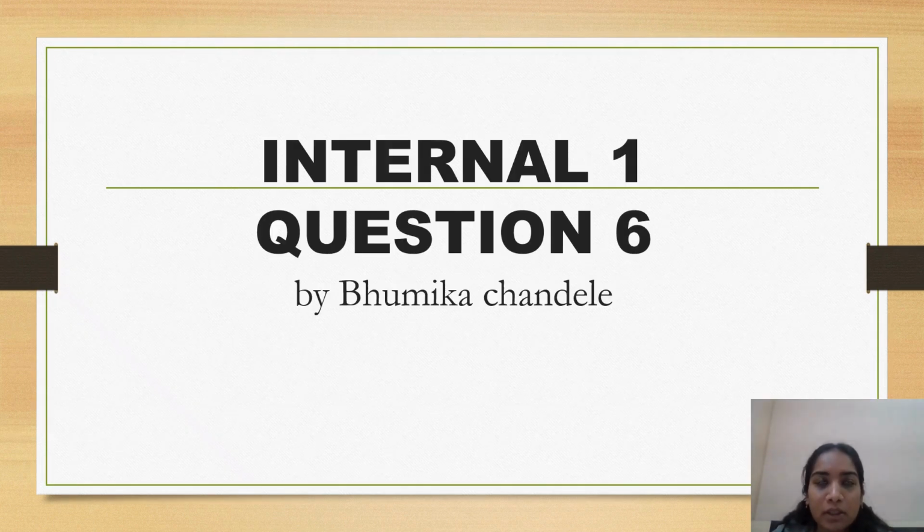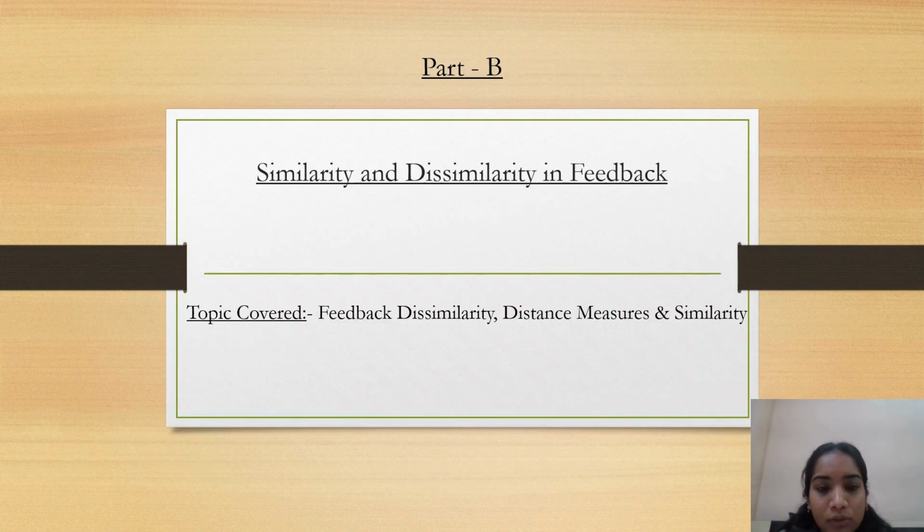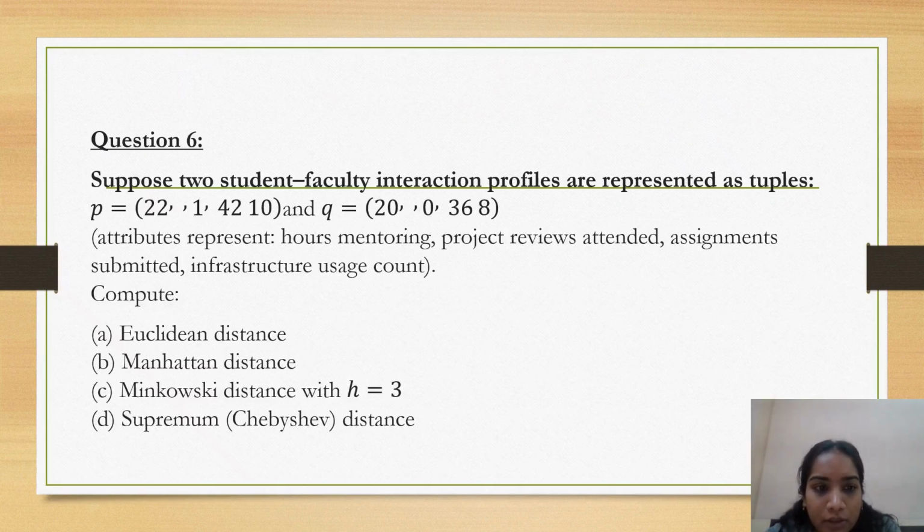Hello everyone. Today I will be explaining internal one solutions, part B, question number 6. Today I'll explain how to calculate 4 different distance measures between two interaction profiles represented as multi-attribute tuples. Here are the given profiles P and Q. We have two students. Their interaction profiles include hours of monitoring, project reviews attended, assignments submitted, and infrastructure usage count. First we compute the absolute differences for each attribute. The differences are 2, 1, 6, 2.